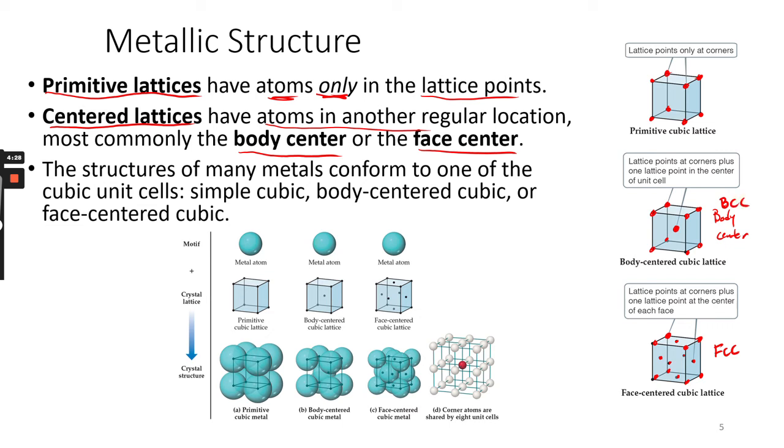The structures of many metals conform to one of the cubic units. So simple cubic, body-centered cubic, or face-centered cubic. So here are some examples where they're showing the atoms a little bit larger.